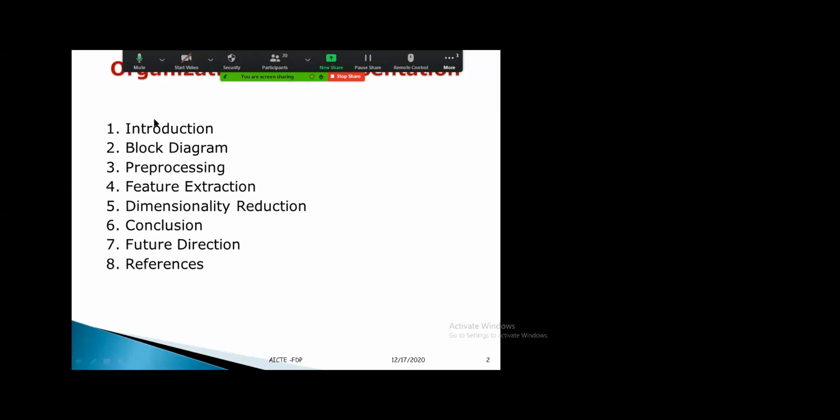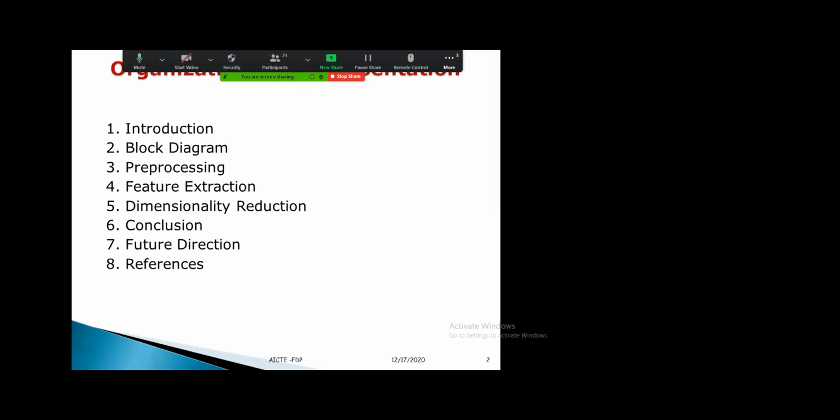So this is going to be the flow of the presentation today, with a block diagram, pre-processing, because we have focused on these three aspects: pre-processing, feature extraction, dimensionality reduction, and then giving it for classification to improve the classification. We'll also be giving you some future directions, and we can have some discussion on that also, if anyone is looking for some problems in this area.